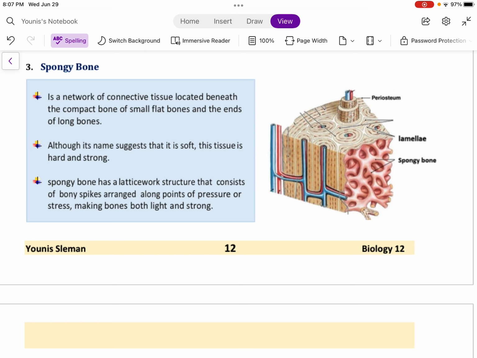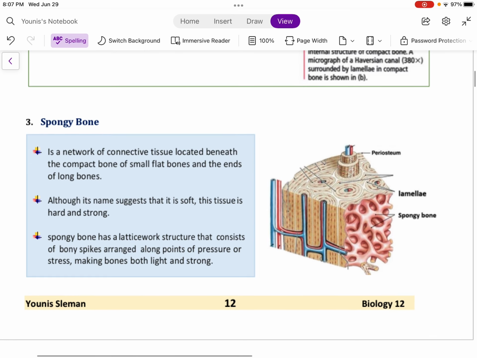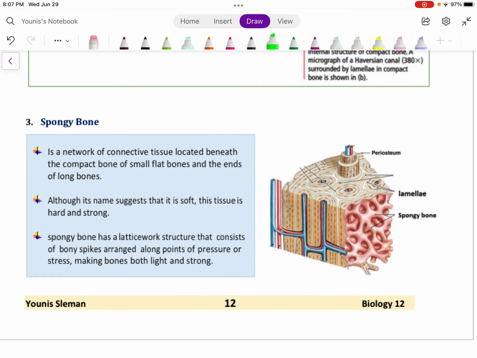The third part of the long bone is the spongy bone. It's called spongy, as we mentioned earlier, because of being porous or having gaps inside. The spongy bone is like a network of connective tissue. Since it's a bone, it's a connective tissue. But where is it located? It is located beneath the compact bone.